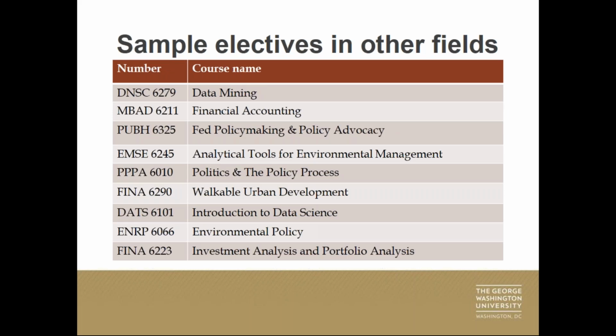Another example of electives outside of economics that are eligible for the program are data mining and data science. We have a lot of students who are interested in learning more about data science, and those are courses that you can take for the master's degree. We have walkable urban development, which students are interested in, investment analysis and portfolio analysis, and so on and so forth. And the abbreviations on the left-hand side by the course name just refer to the program that they're generally in. So DATS is data science, for example.